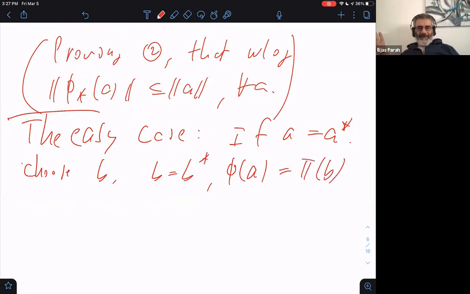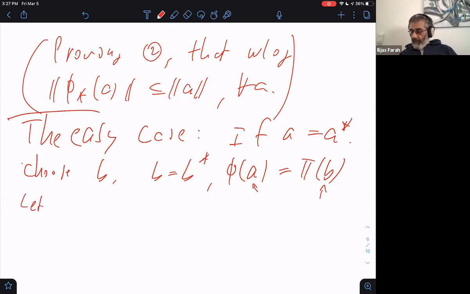I just have to stop for a moment and apologize. I always prefer to use different sorts of symbols for objects from different algebras. Here it is all jumbled up. A is in the Calkin algebra and B is in B of H. I hope this is not too annoying. I don't see a more reasonable way to handle notation here. So anyway, we have B such that B is equal to B star, and we want to prove that we can assume that the norm of B is at most the norm of A.